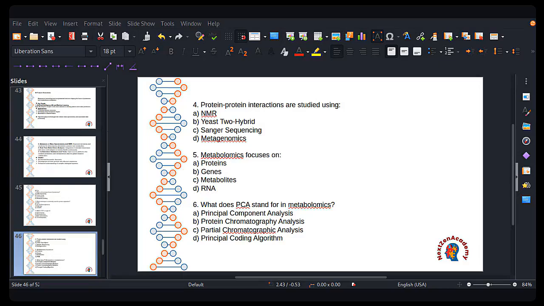Okay. Protein-protein interaction is studied by yeast two-hybrid and co-immunoprecipitation, right? Only one person is interactive. I don't know about the others. Okay. Then metabolomics focuses on.